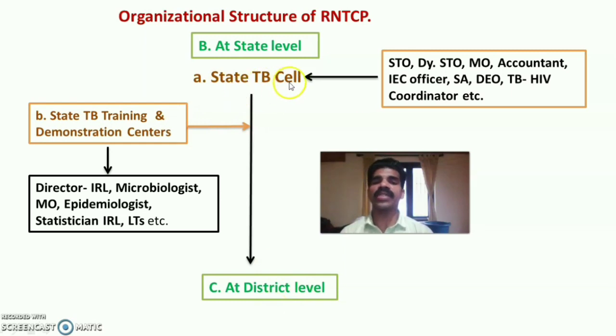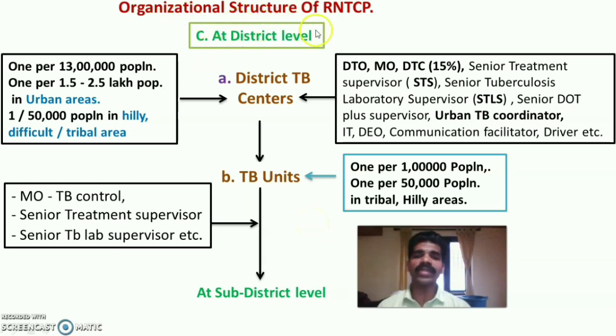So each State TB Cell in our country will supervise and coordinate the functions of the various organization structures of RNTCP at district level. Moreover, the overall supervision of the function and program of the RNTCP at state level will be done by the State TB Officer. So overall supervision is done by the State TB Officer in respect to the particular state. Then the third organization is at district level.